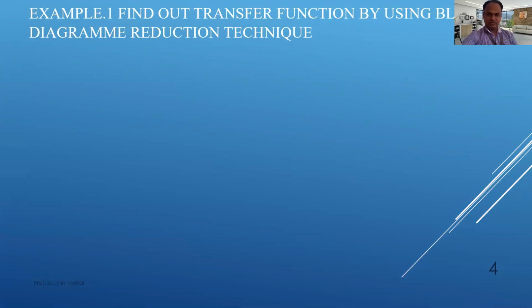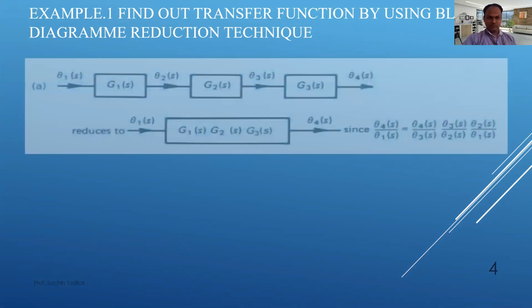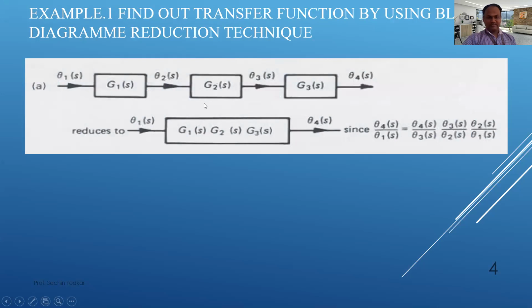This first example: find out the transfer function by using the block diagram reduction technique. The first example is very easy to understand, and we are going to see the first two rules in this example. These are cascading blocks G1s, G2s, and G3s. In case of cascading blocks, we multiply these gain functions to get the reduction. So the reduction will be G1s multiplied by G2s multiplied by G3s.